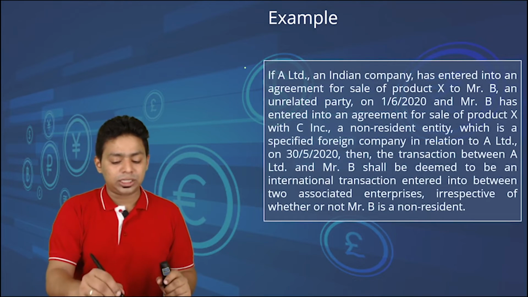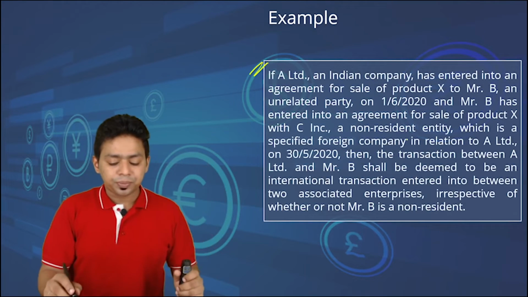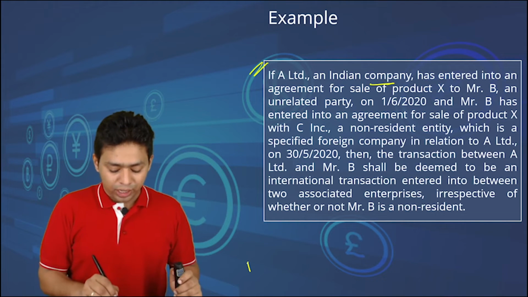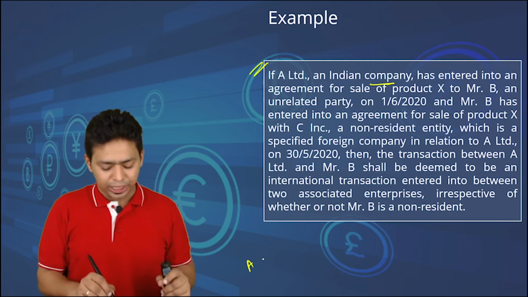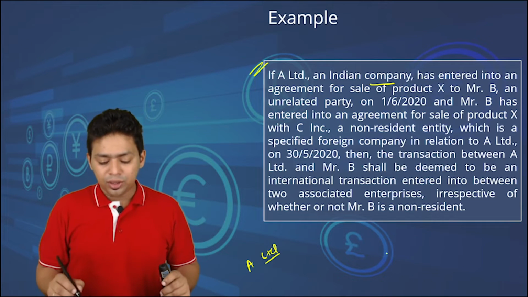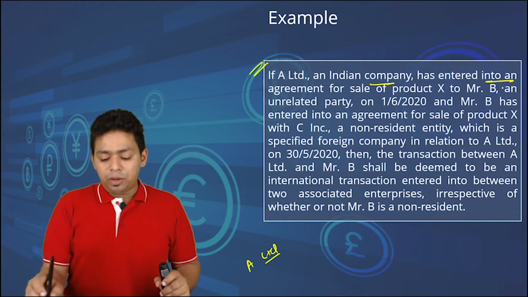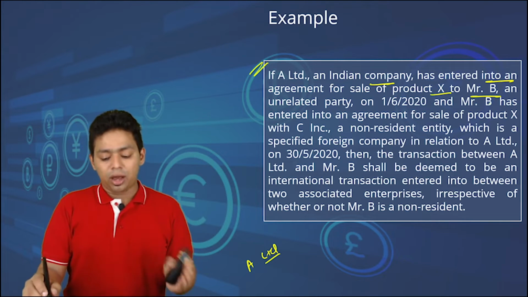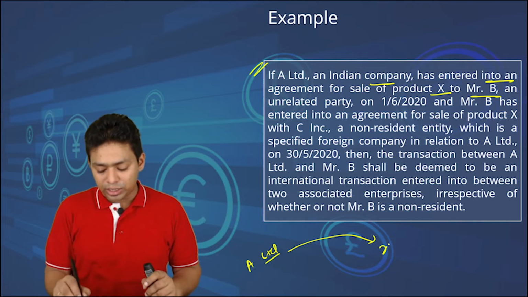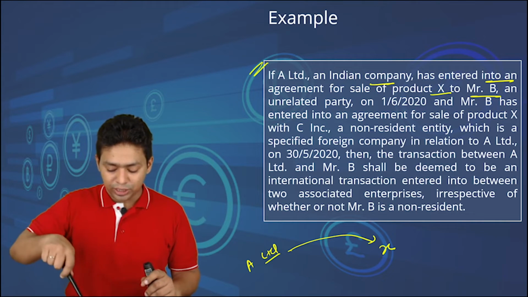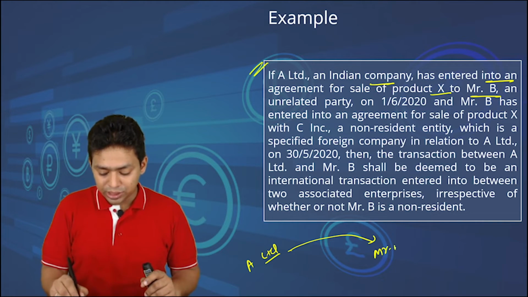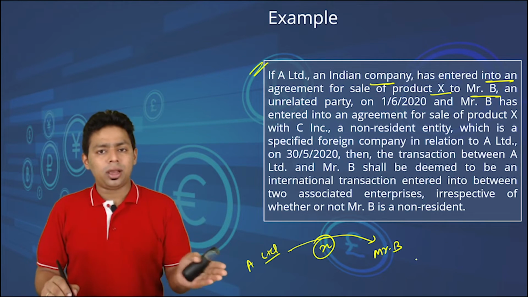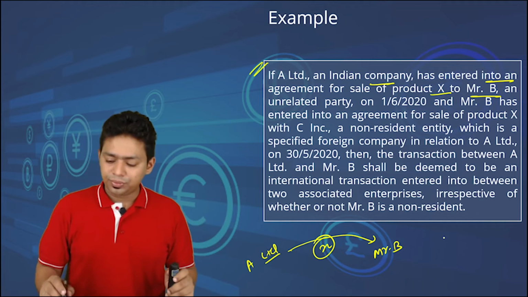Look at one example. This example will put all the clarity. A Limited is an Indian company, so very important. There is a chart on the second page. A Limited is an Indian company, and has entered into an agreement to sell a product X to Mr. B, an unrelated party. So A Limited will do the transaction with Mr. B, and they are going to sell product X. So far it doesn't look like an associate enterprise transaction.